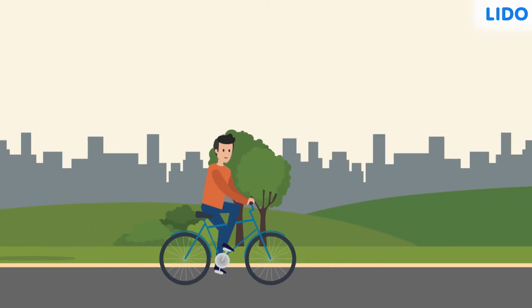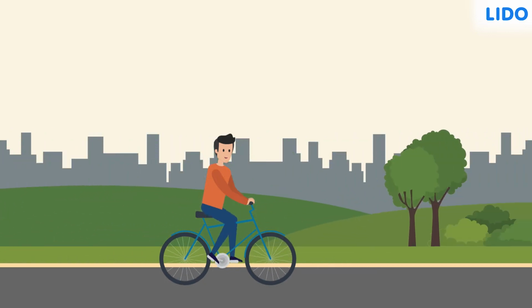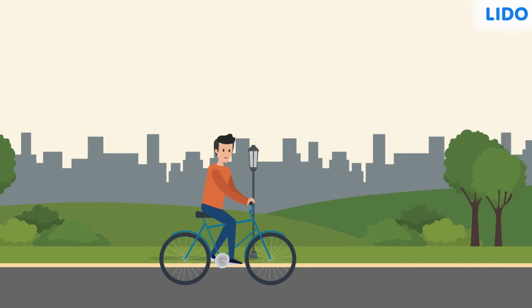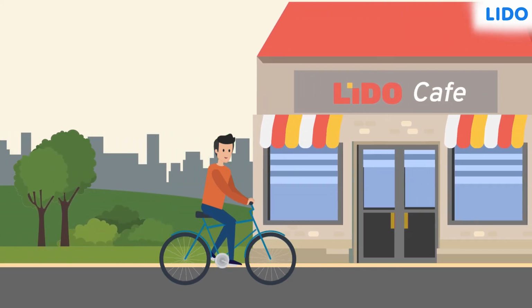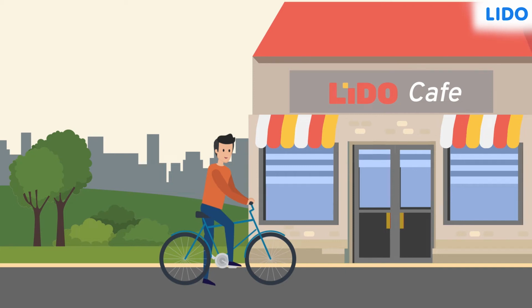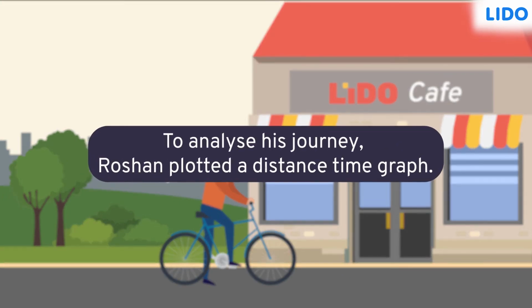Hi guys, Roshan went for a bike ride yesterday and he was determined to make it to the destination by evening. However, he decided to take a quick snack break on his way. Except maybe it wasn't as quick as he was expecting it to be, even though he did make it on time. So to analyze his journey, Roshan plotted a distance time graph. Let's take a look at it.